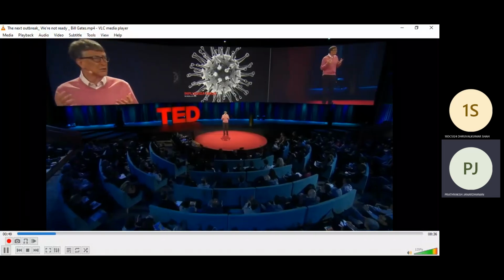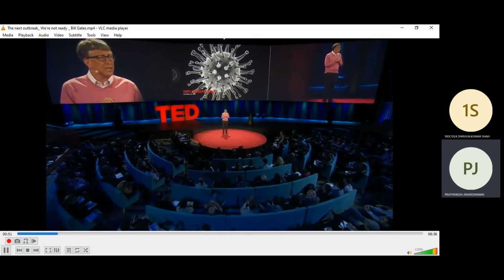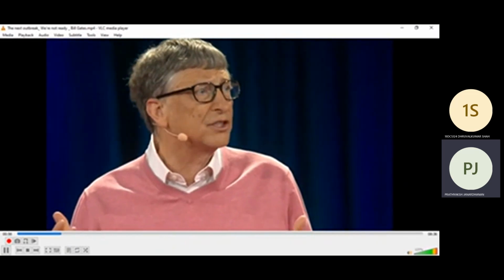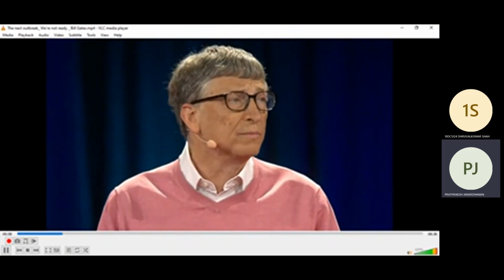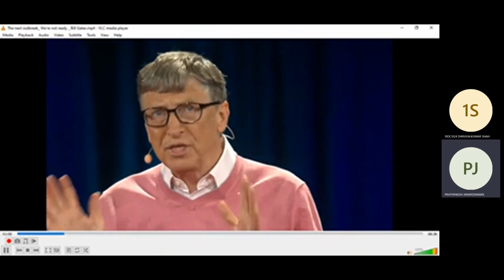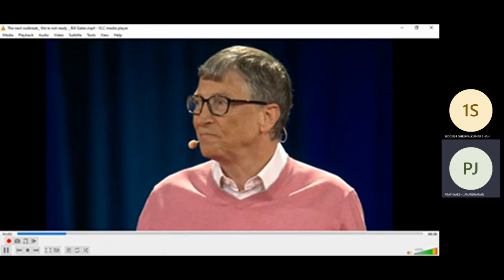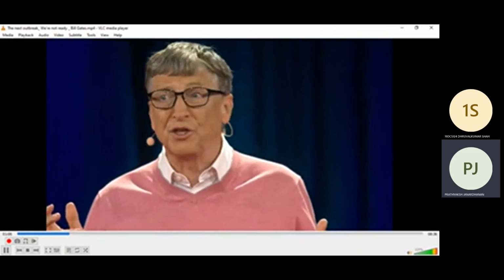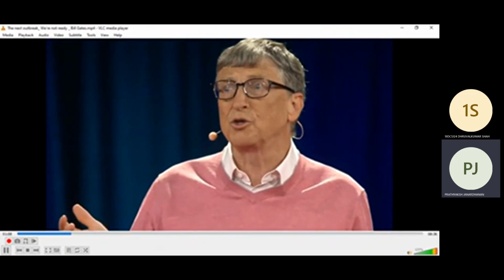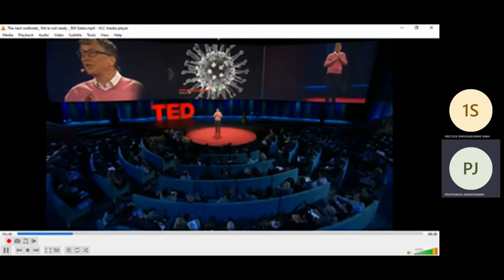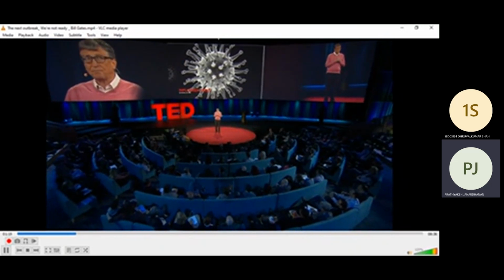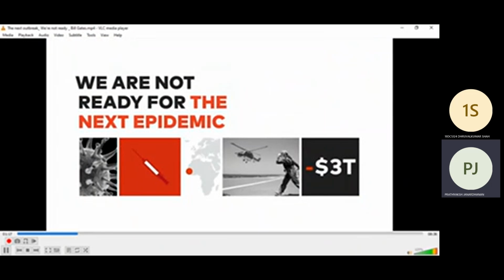If anything kills over 10 million people in the next few decades, it's most likely to be a highly infectious virus rather than a war. Not missiles, but microbes. The reason for this is that we have invested a huge amount in nuclear deterrence. But we've actually invested very little in a system to stop an epidemic. We're not ready for the next epidemic.